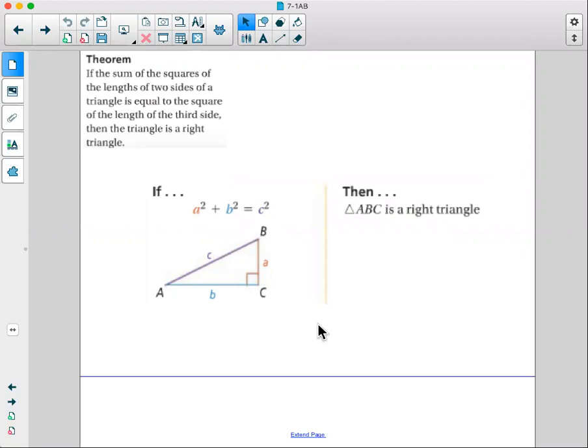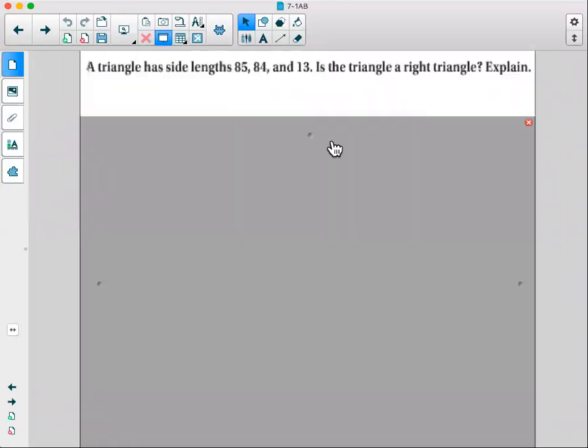So the first thing we can do is ask, do the side lengths of this mystery triangle fit the pattern that we know they would have to fit if it was a right triangle? We look at the two shortest lengths: the short guy squared plus the next shortest guy squared, and we compare it to the longest guy squared. If a squared plus b squared does equal c squared, then that proves we have a right triangle. So pause and let's see what this looks like in action.